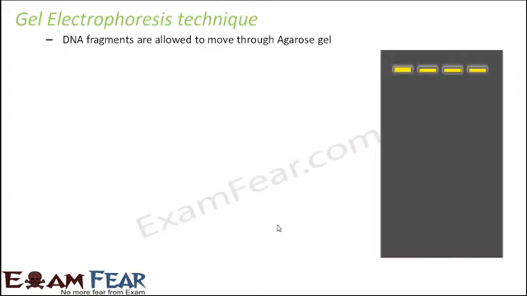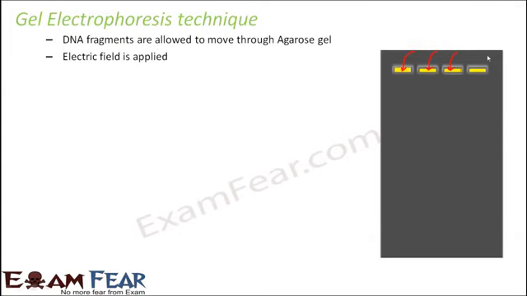So now let us talk about the technique in detail. The DNA fragments are allowed to move through the agarose gel. Now it is a gel, so it is neither completely liquid nor solid, some semi-liquid kind of thing. Through the gel, the DNA fragments will be able to move. This is how your agarose gel looks with the wells. Now the DNA sample is put into these wells.